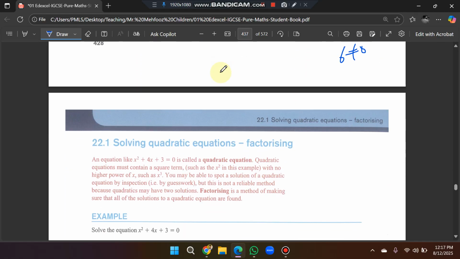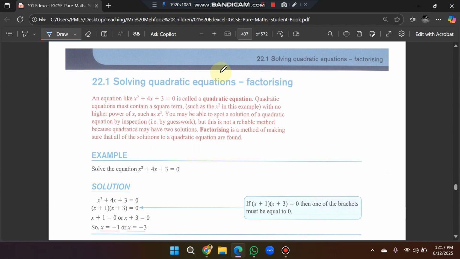Okay, now we have the next topic, that is solving quadratic equations by factorizing. We can solve a quadratic equation by different methods. The first method is factorization. An equation like x squared + 4x + 3 = 0 is called a quadratic equation. A quadratic equation is one in which the highest power of the variable is 2.